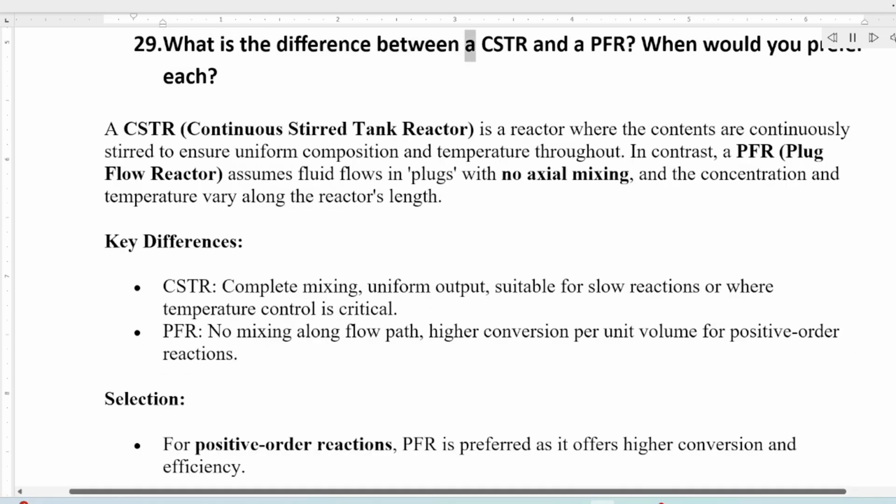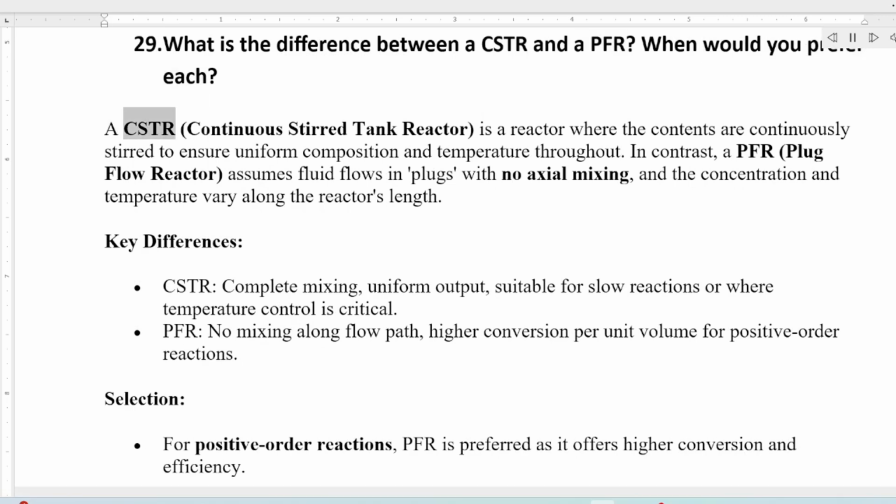What is the difference between a CSTR and a PFR? When would you prefer each? A CSTR, continuous stirred tank reactor, is a reactor where the contents are continuously stirred to ensure uniform composition and temperature throughout. In contrast, a PFR, plug flow reactor, assumes fluid flows in plugs with no axial mixing, and the concentration and temperature vary along the reactor's length.